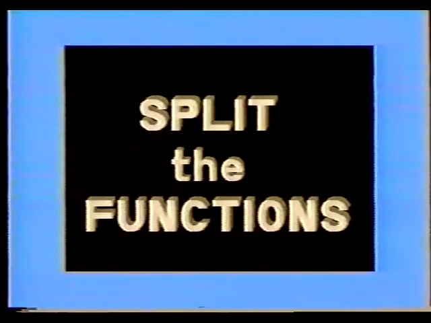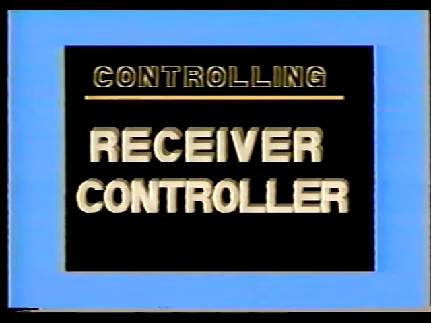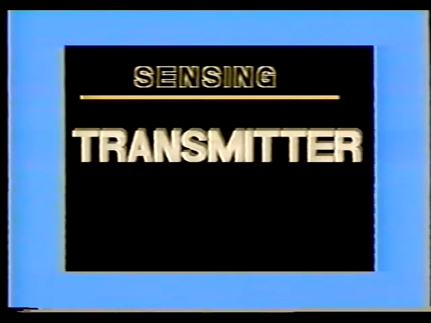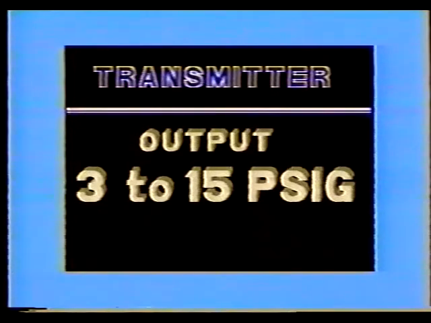With a transmitter and receiver controller, the functions are split into controlling and sensing. The controlling is done by the receiver controller and sensing at the transmitter. A transmitter can be located anywhere, unlike the master or submaster. A transmitter can sense temperature, pressure, or humidity, and transmits a pneumatic signal of 3 to 15 pounds per square inch gauge, or PSIG, to the receiver controller, which may be mounted in a central or convenient location.